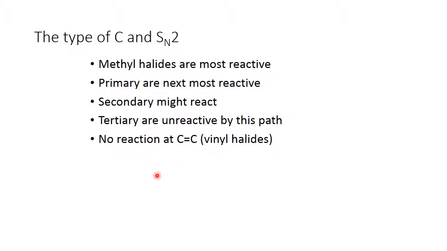So keep in mind, what's fastest? Methyl. What's next fastest? Primary. What's next fastest? Secondary. And nothing else happens there. Tertiary never do SN2.